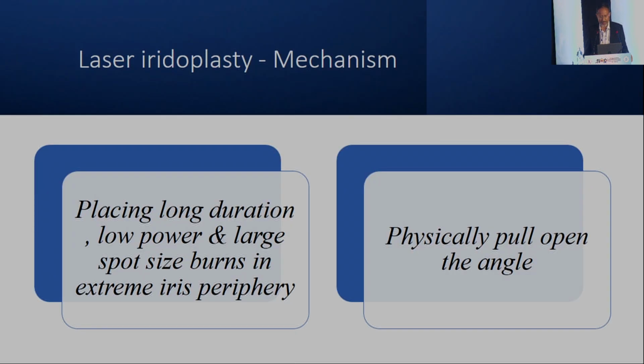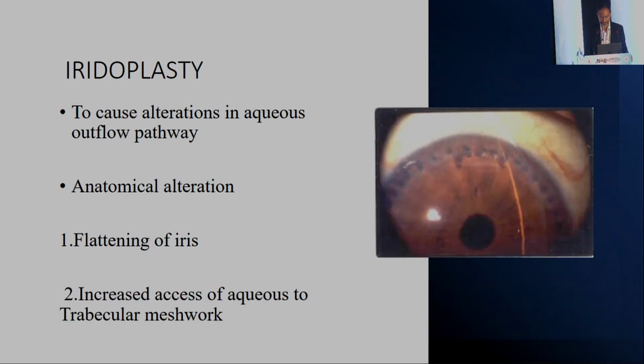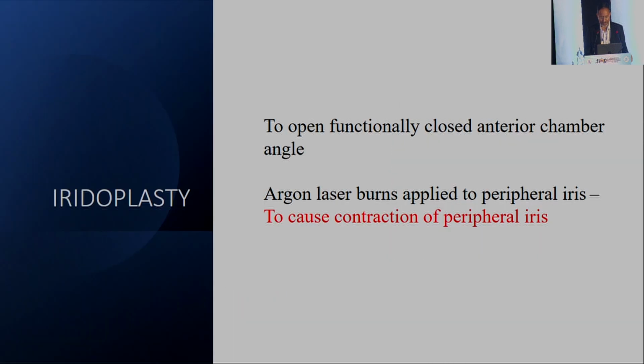So what is the mechanism? Placing long duration, low power, large spot size burns in the extreme periphery of the iris physically pulls open the angle. So it anatomically alters the iris, flattening it and increasing access of the aqueous to the trabecular meshwork. So iridoplasty is to open a functionally closed anterior chamber angle.